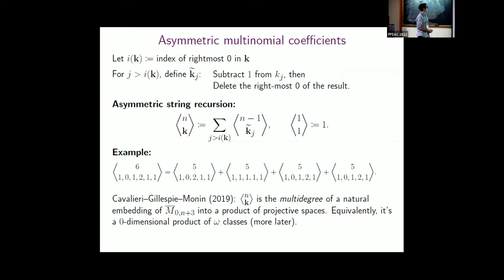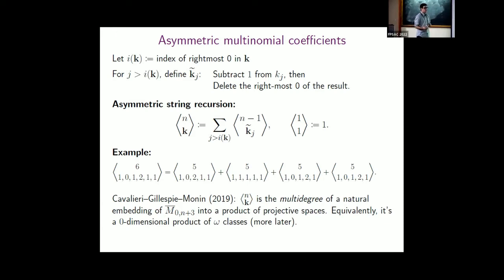So how does the recursion work? There's the definition again of kj tilde, and the recursion defining these asymmetric multinomial coefficients is called the asymmetric string recursion, where you sum over these kj tildes. And here's an example down here. For the first step, you would essentially delete this 1 in the 3rd position.